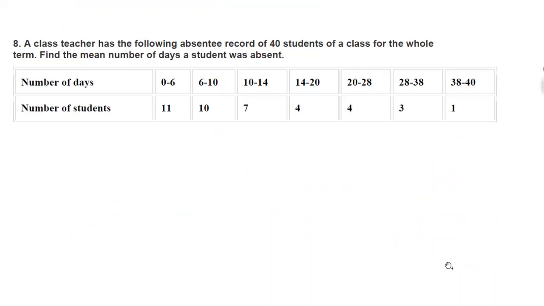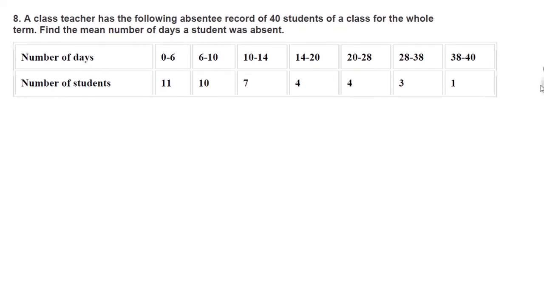We'll move to the next question. Question number 8. A class teacher has the following absentee record of 40 students of a class for the whole term. Whole term means whole year. Find the mean number of days a student was absent. So the number of days, that means 0 to 6 days absent.